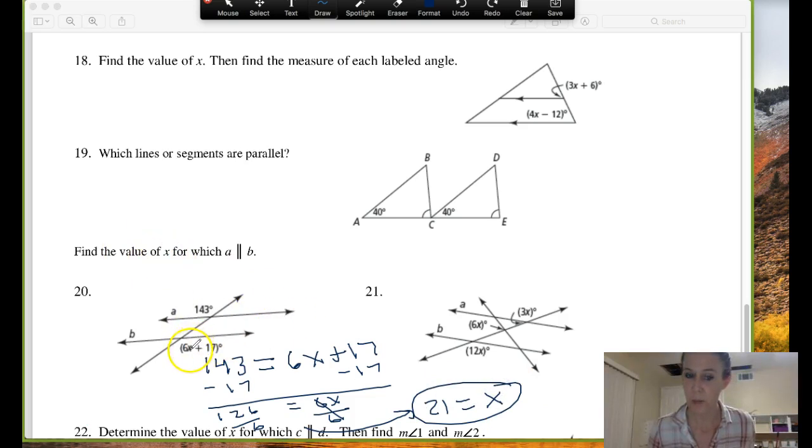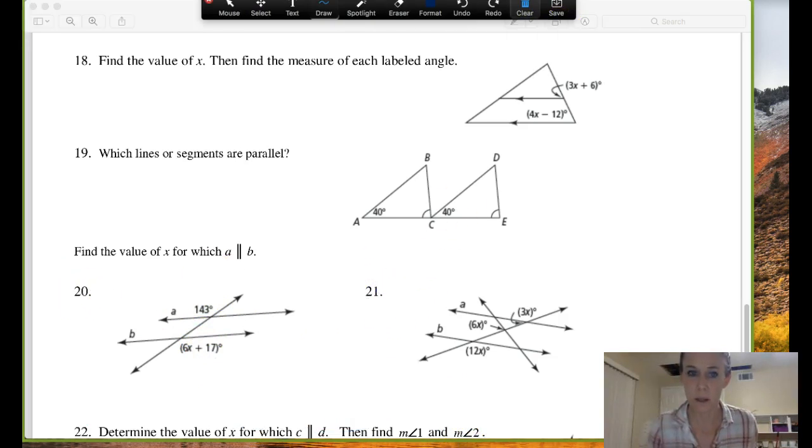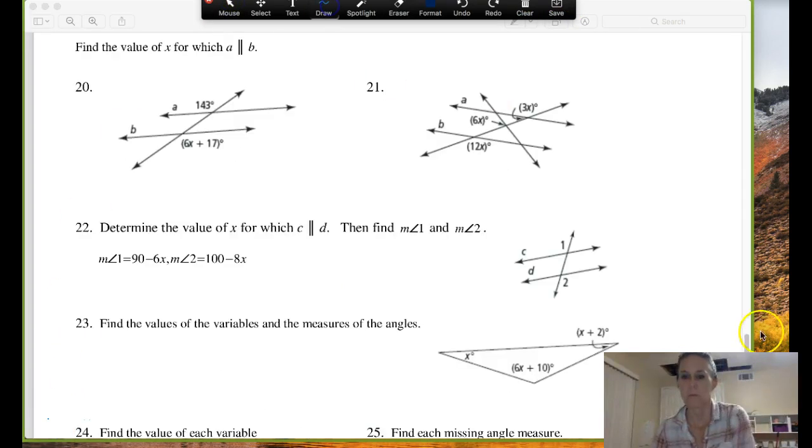X has to be 21. If that's 21, then these two are congruent. Alternate interiors are congruent. So there's the answer for number 20. Let's go over here and do 21. Clear this off and scroll up. Hold on, let me scroll up.